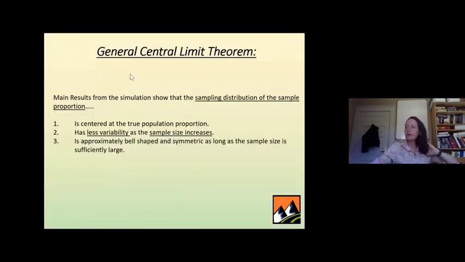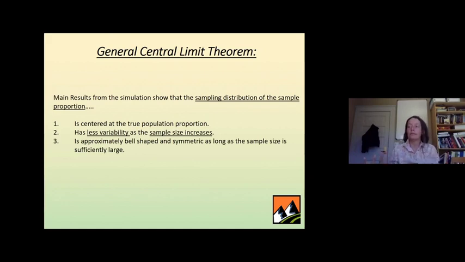So here is this big theorem. The central limit theorem is arguably the biggest theorem in all of statistics. It's what most of our statistical tests and confidence intervals are based on: this idea that a sampling distribution basically has a bell curve shape, or a normal shape. It's centered at the true population proportion. It has less variability as the sample size increases, so the sample size allows us to quantify how much error to attach to our estimates, and it has a specific formula that we won't get into today.